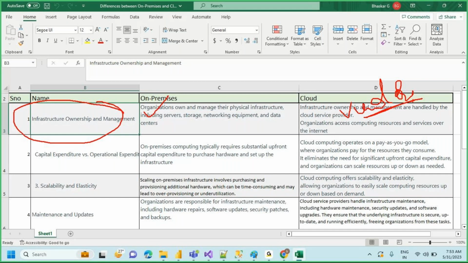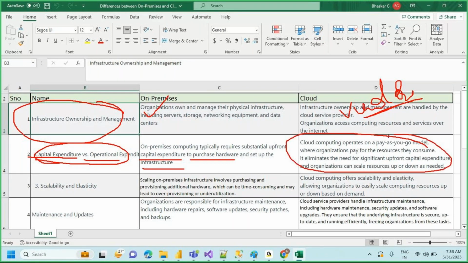Okay, so capital expenditure versus operational expenditure. This is all just for the sake of knowledge. On-premise computing typically requires substantial upfront capital expenditure to purchase the hardware and to set up the infrastructure. But when it comes to the cloud, we are not going to take care of it. Everything will be taken care of by the cloud system. So I'll share this file.